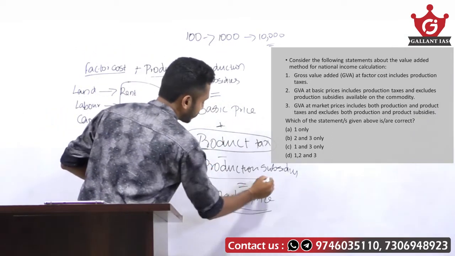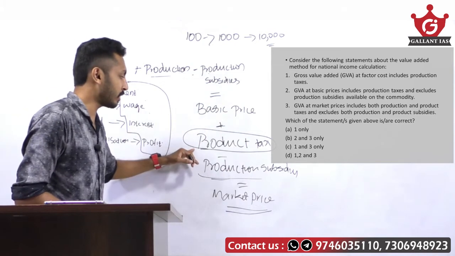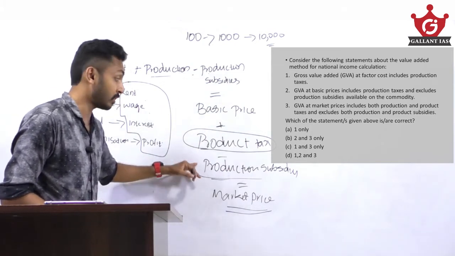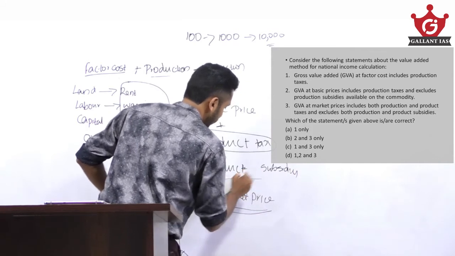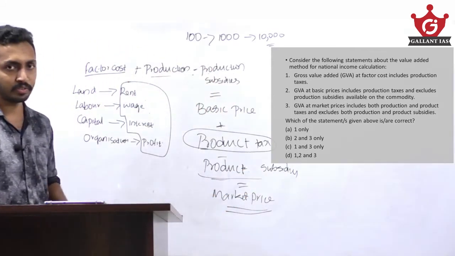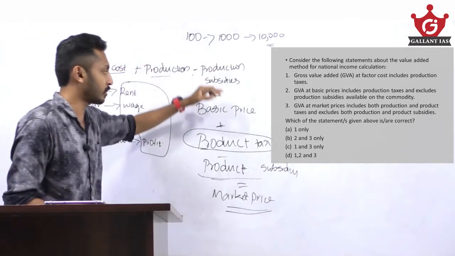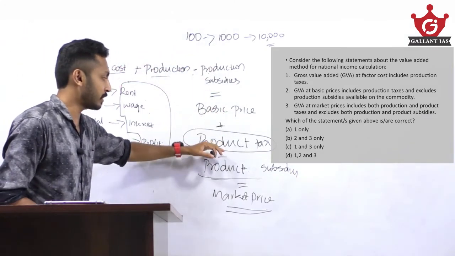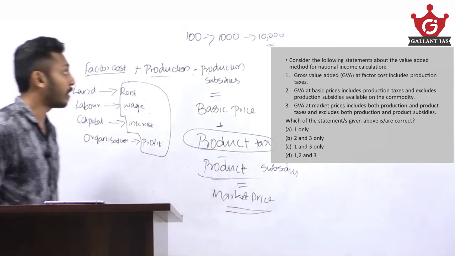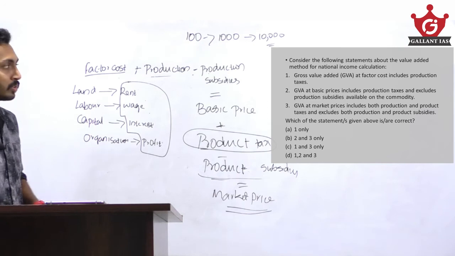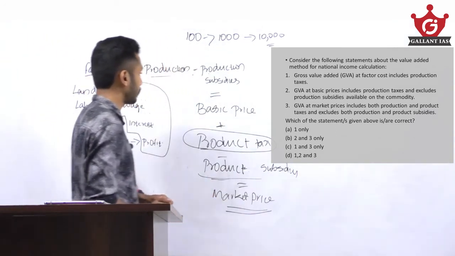Product subsidies work the same way. So basic price plus product tax minus product subsidies is what market price is. Okay. So factor cost plus production tax minus production subsidy is basic price, and basic price plus product tax minus product subsidy is market price. So this is the difference between factor cost, basic price and market price.